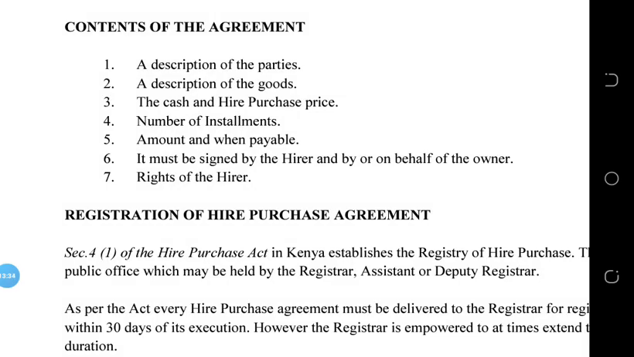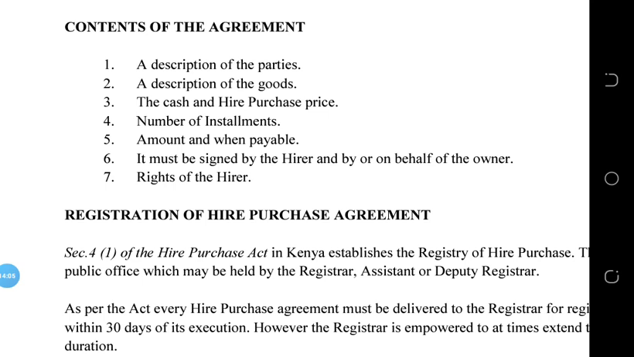So the amount, that is the number of installments that you are required to pay. If you are to clear that amount in 5 equal installments, in 6 equal installments, or in 12, whichever the number of installments, it must be given. It must be indicated in that agreement. So amount and when payable.